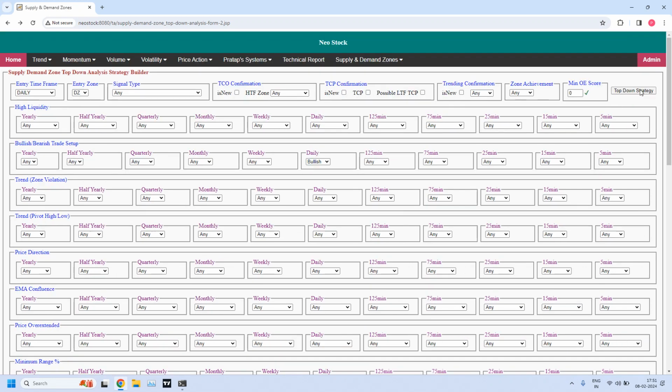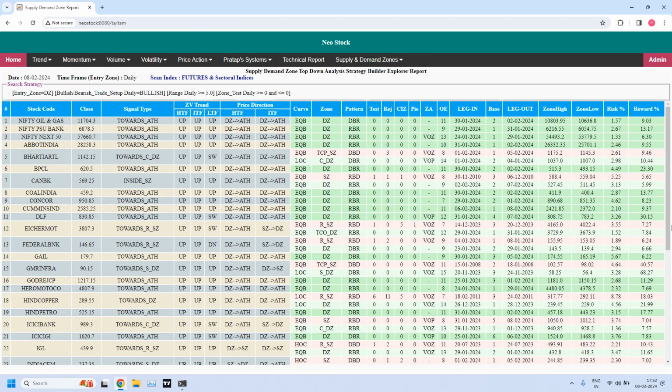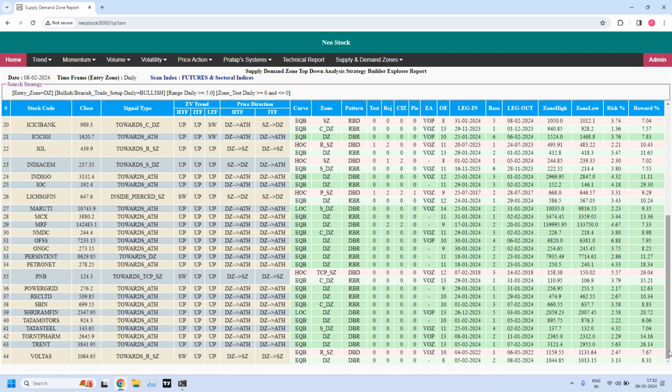Now let me filter. Now all these demand zones are fresh zones and also having a reward of a minimum of 5%. Demand zone to supply zone or demand zone to all-time high, the percentage should be 5% minimum. If you look into all the demand zones, they are having a minimum 5%. Many stocks are having very good percentages. But let me scroll down. Now the total number of stocks has come down to 44.